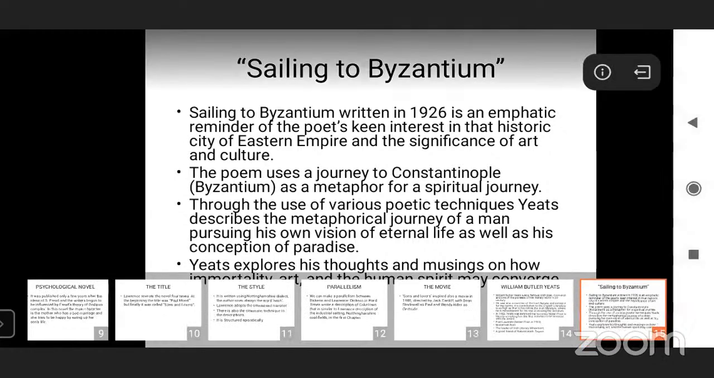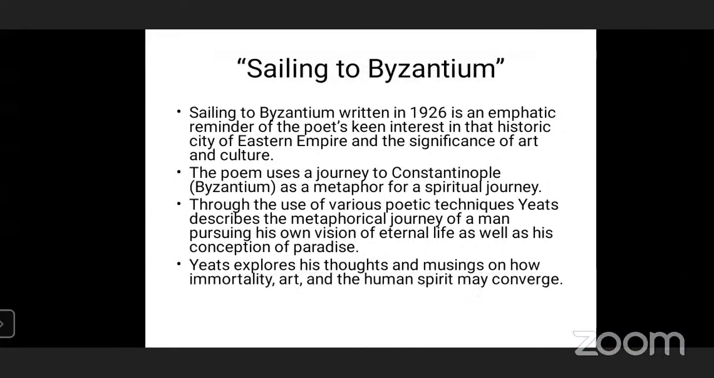Okay. Now let's talk about this Sailing to Byzantium. What is the meaning of sailing and what is the meaning of Byzantium? Sailing means to sail somewhere through boat or ship in oceans. Byzantium is the name of the place. Byzantium is called Istanbul right now, I think. So it is in Turkey.